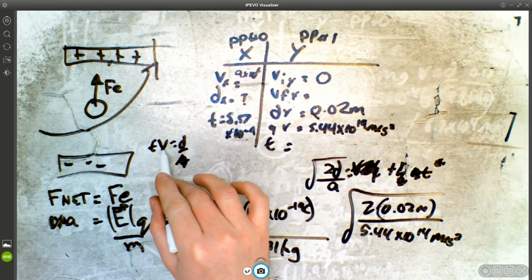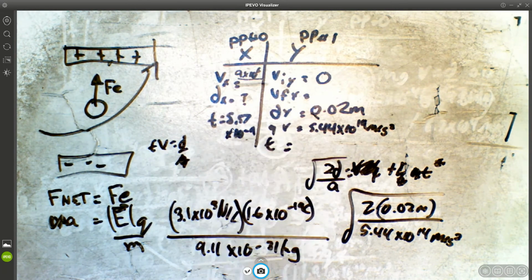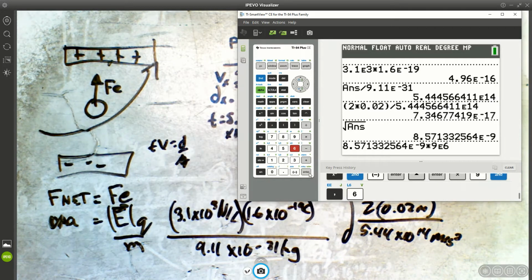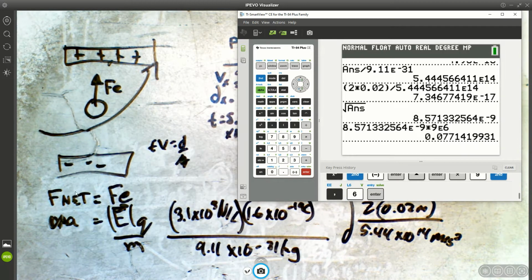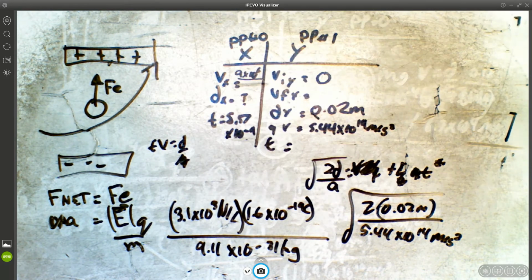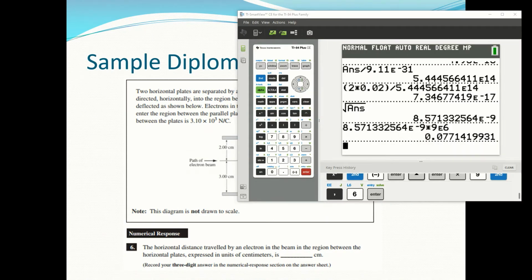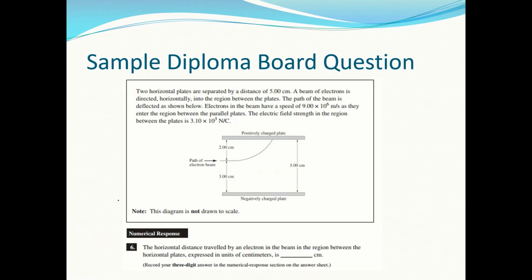So I'm going to multiply my velocity, this, times my time. So I just need to take my time from my calculator and multiply it by 9 times 10 to the 6. And it's about 7.7 centimeters. And that's what it wants the answer in. Ooh, it wants 3 digits. So 3 digits would be 7.71. Okay, and that's what I'm going to put as my answer. I'm going to put 7.71.